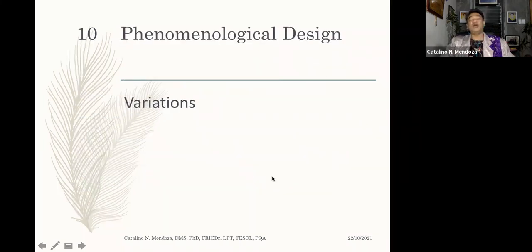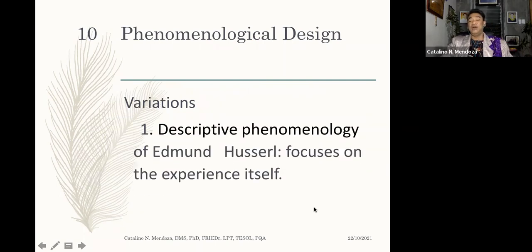So, variations of phenomenological designs. First, descriptive phenomenology of Edmund Husserl focuses on the experience itself. This is based on the visual, the activities of the people as experienced by the researcher. You are not supposed to interpret based on your understanding, but it is dependent on what the activities of the people are.